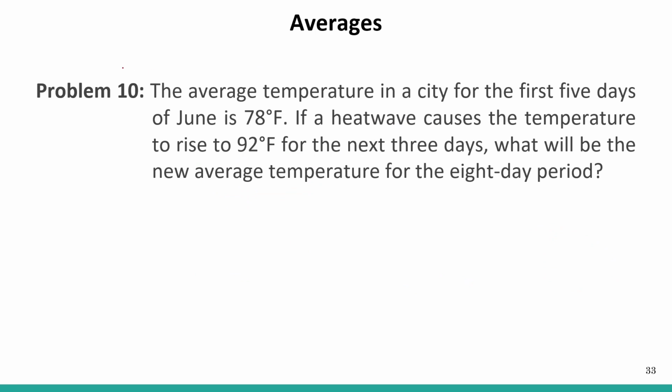So let's see problem number 10. Given that the average temperature in a city for the first 5 days of June is 78 degree Fahrenheit, if a heat wave causes the temperature to rise to 92 degree Fahrenheit for the next 3 days, then what will be the new average temperature for the 8-day period? The cumulative for the first 5 days becomes 78 into 5. Then for the next 3 days it is 92 into 3, right?